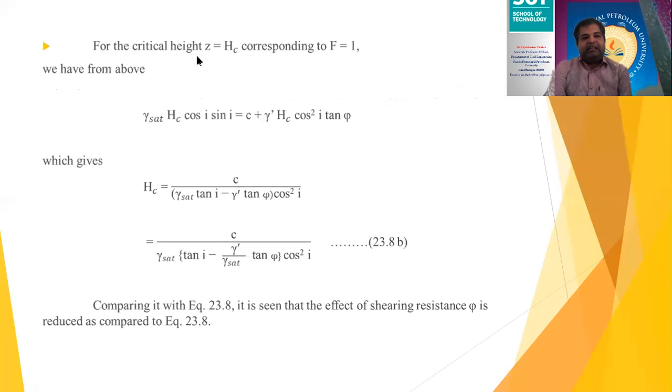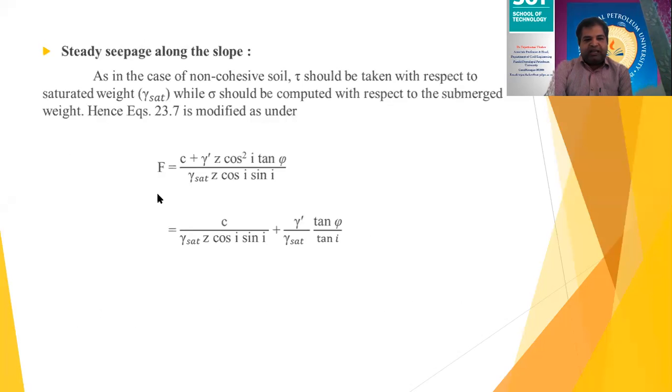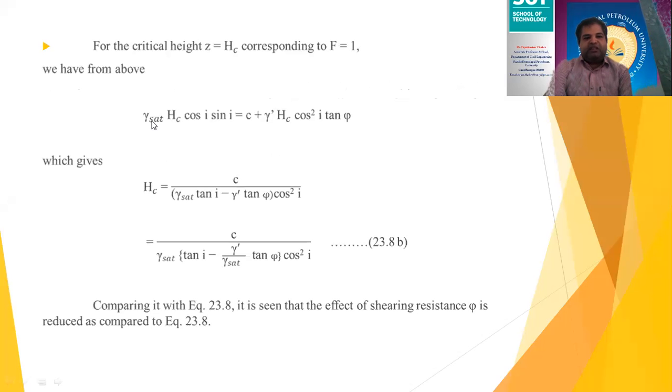Now the critical height Z is equal to Hc, and as you know, when this critical height is reached, the slope is in the limiting condition of failure, which means it is on the verge of failure. In that case, I can put my factor of safety value equal to 1. Then if I put F equal to 1 in this particular equation, it becomes gamma saturated, height replaced with Hc, cos i into sin i is equal to C plus gamma dash Hc cos square i into tan phi.